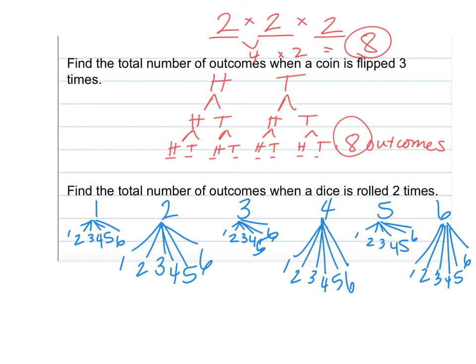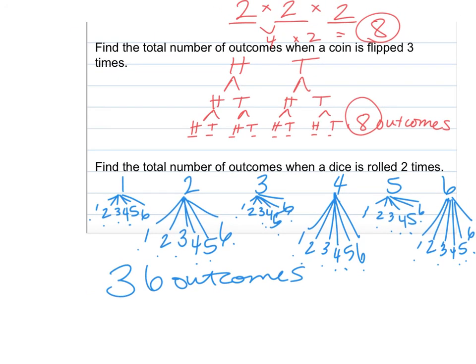Counting the outcomes, remember you just count the bottom. So 1, 2, 3, and so on up to 36. So there's 36 outcomes. If we had done the fundamental counting principle, you're rolling a dice 2 times. That's 2 events. The first roll, you could have 6 outcomes. The second roll, you could have 6 outcomes. Multiply that together, 36 outcomes.